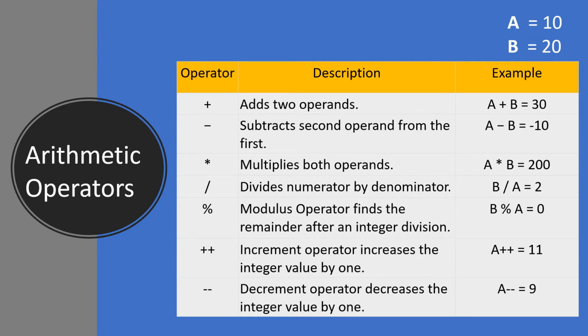Multiplication operator multiplies both operands. Division operator divides numerator by denominator. Modulus operator finds the remainder after an integer division. Increment operator increases the integer value by 1. Decrement operator decreases the integer value by 1.